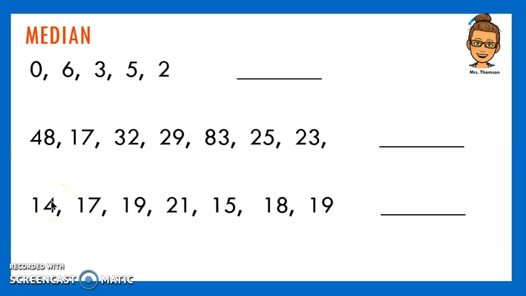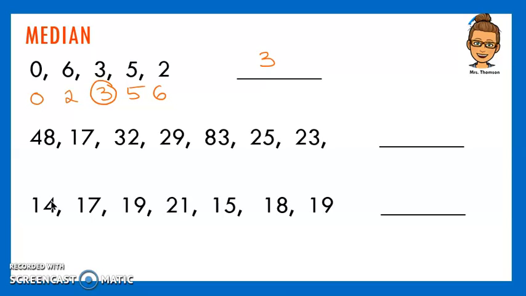Okay, so let us look at this one. When we look at the data, the first thing we realize is that they're not in order. So we have to put them in order from smallest to largest. 0, 2, 3, 5, and 6. That's the order. So therefore, the middle number, which is the median, is going to be 3. Hope you got it right.